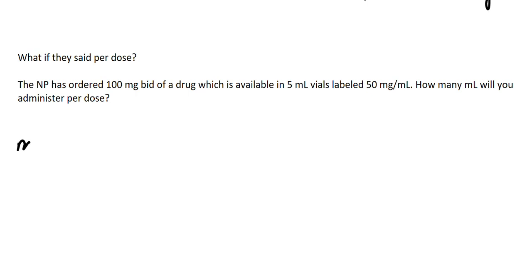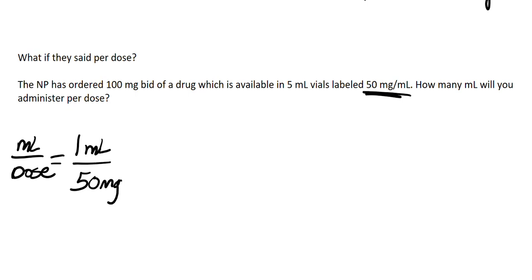But if you want to plug it in, say that you still can, milliliters per dose. You still plug in what you have available, that concentration, not the size of the vial. 1 milliliter to 50 milligrams. And you still have 100 milligrams, right? In your order, 100 milligrams per dose. Milligrams canceled out, and you got milliliters per dose here. That's what we're looking for.